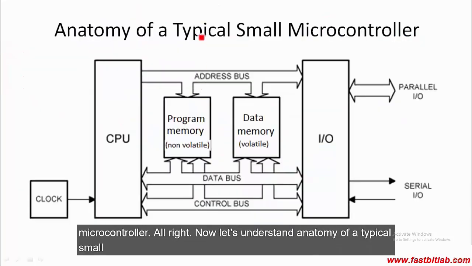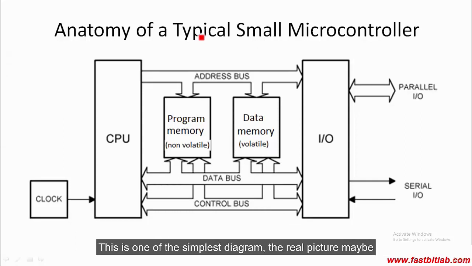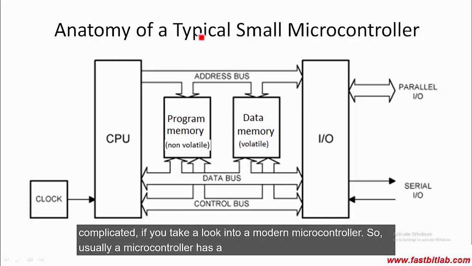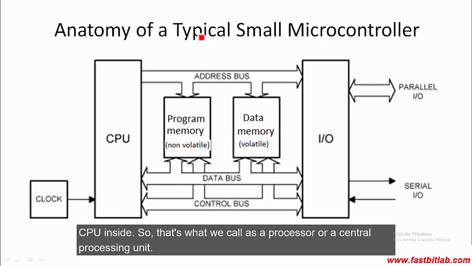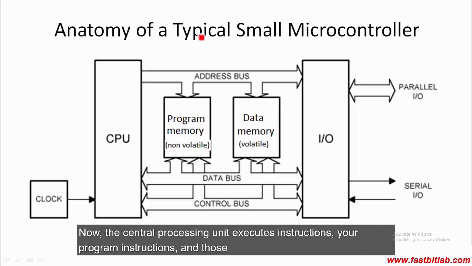All right, now let's understand the anatomy of a typical small microcontroller. So now let's see what exactly is inside a microcontroller. This is one of the simplest diagrams. The real picture may be complicated if you take a look into a modern microcontroller. So usually a microcontroller has a CPU inside. That's what we call a processor or central processing unit. Now the central processing unit executes instructions, your program instructions.